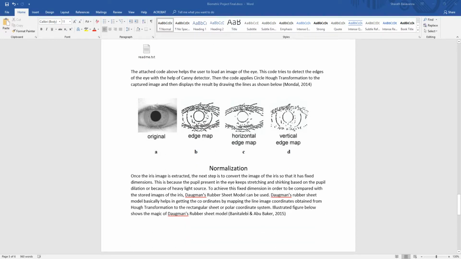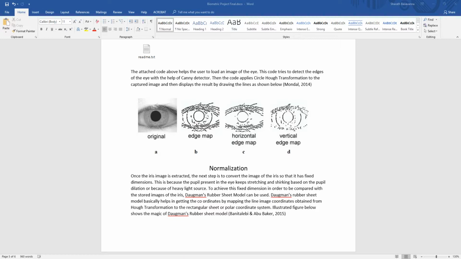Now, normalization. Once the iris image is extracted, the next step is to convert the image of the iris so that it has fixed dimensions. Because it's a circular image, we have to convert it into a fixed dimension, since the pupil in the eye keeps stretching and shrinking based on pupil dilation or heavy light sources. To achieve this fixed dimension so it can be compared with the stored images of the iris, the Daugman's rubber sheet model is used.